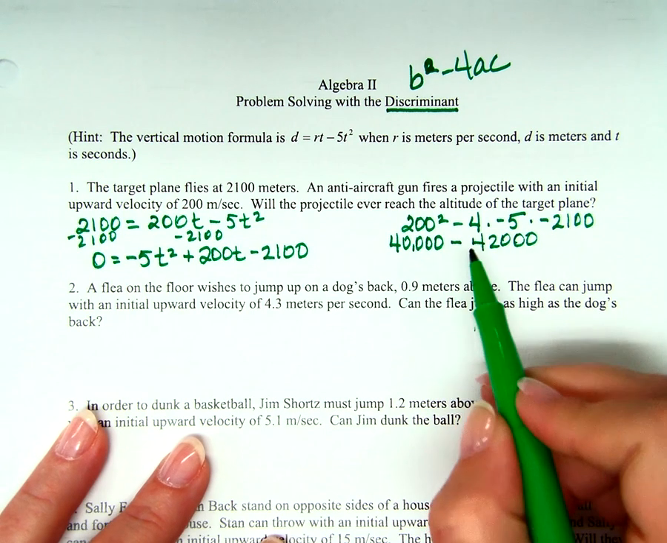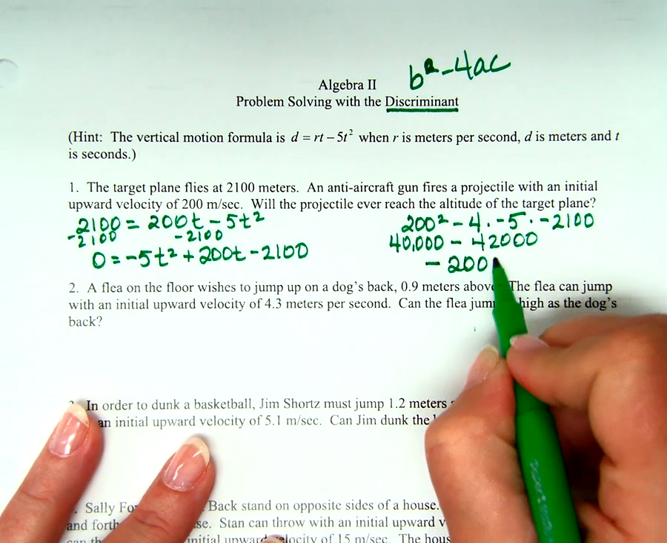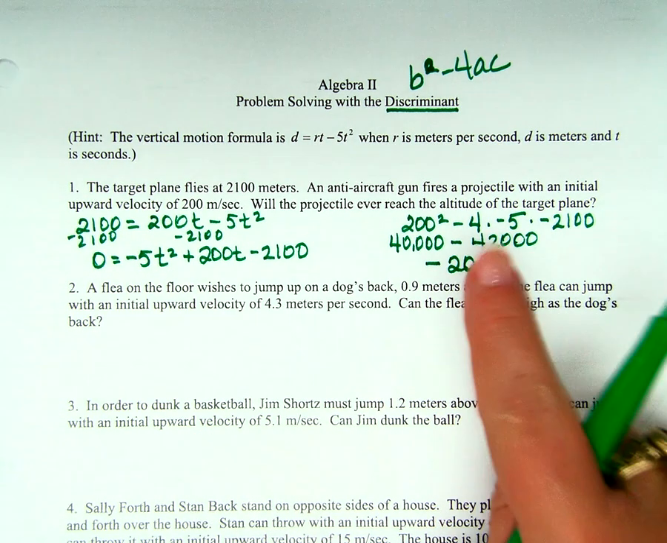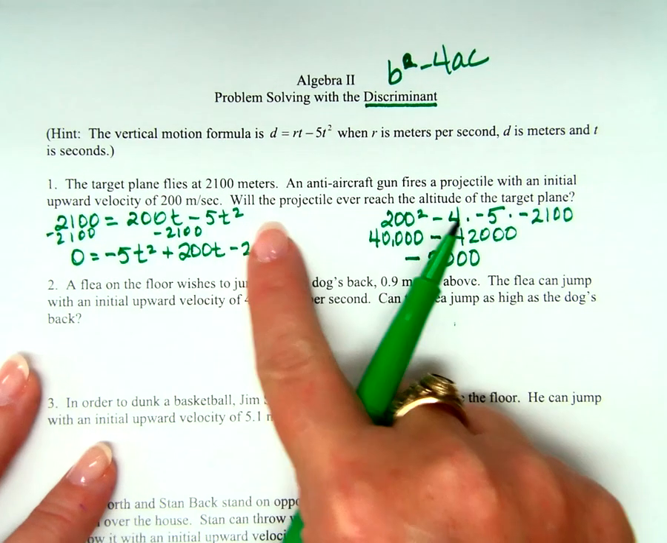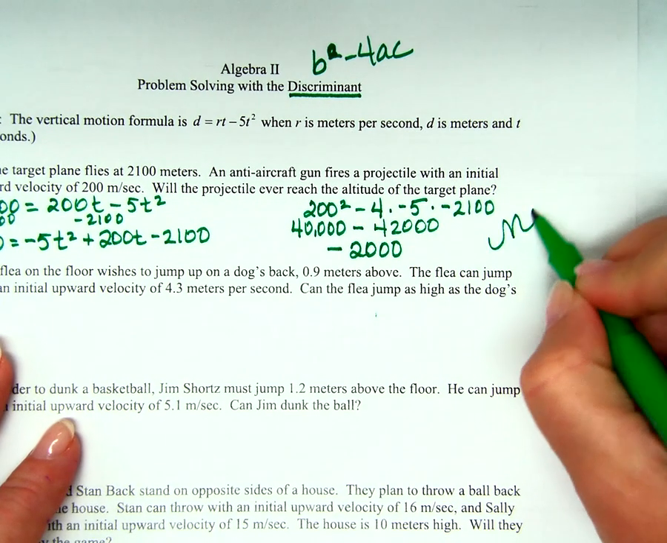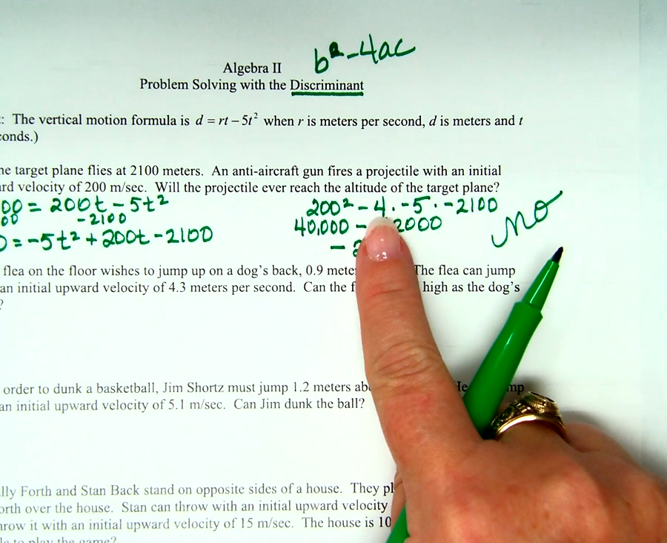What is 40,000 minus 42,000? And the most important word in that answer was what? Negative. Will the projectile ever reach the altitude? No. This is the answer. This is the work. Does that make sense?